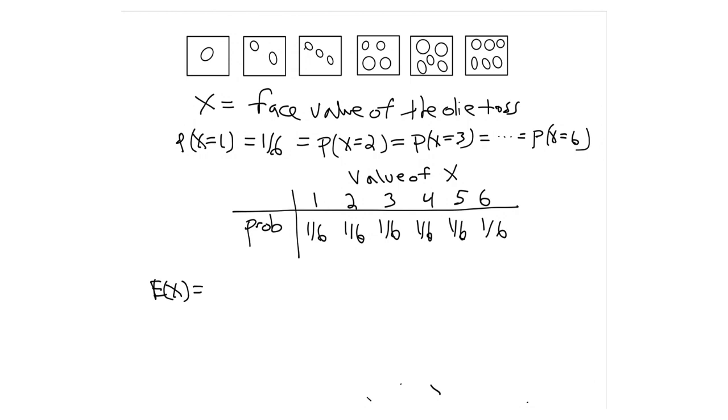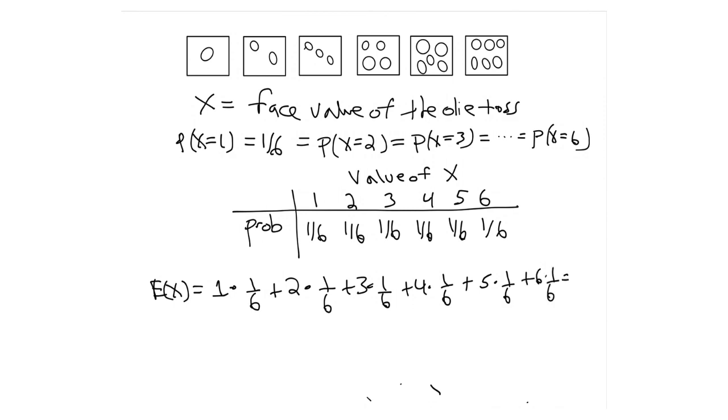Well, that's just going to basically be 1 times 1 out of 6 plus 2 times 1 out of 6 plus 3 times 1 out of 6 plus 4 times 1 out of 6 plus 5 times 1 out of 6 plus 6 times 1 out of 6. And that value is equal to 3.5.